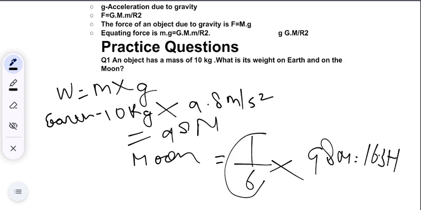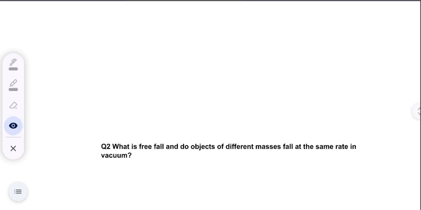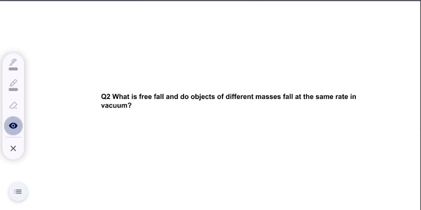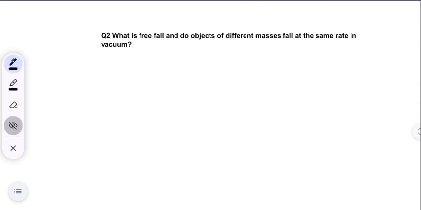Like this, 1/6 into 98 Newton. After multiplying this, we will get 16.3 Newton. Okay. Now, second question. What is free fall? And do objects have a different rate? Look, what is free fall?